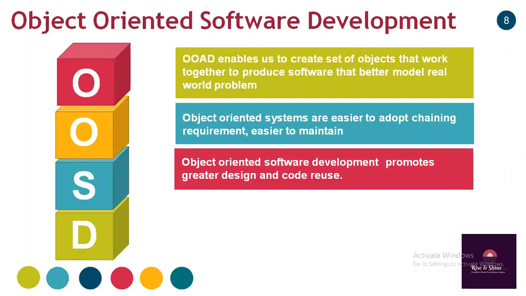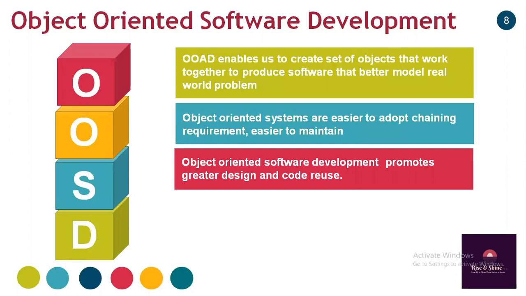Object-oriented software development promotes greater design and code reuse. We have already seen that code reuse is there. It promotes greater design and code reuse because whatever objects we are creating are simple pluggable modules. We can replace them, we can modify them. So we can create plug and play component type of things. Object-oriented software development promotes code reuse, and there is also the inheritance concept which promotes reusability.